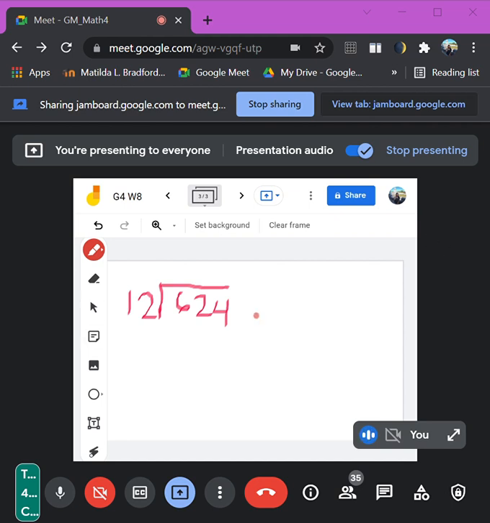Okay, so we have here 624 divided by 12. Let's start with the highest place value, which is 6. Can we divide 6 by 12? No. Okay, so we are going to proceed with 62, right? So 62 divided by 12, class, how many? Okay, we are still dividing 62 by 12.